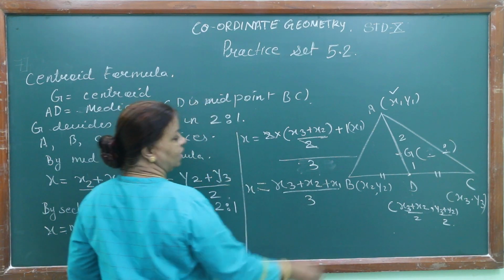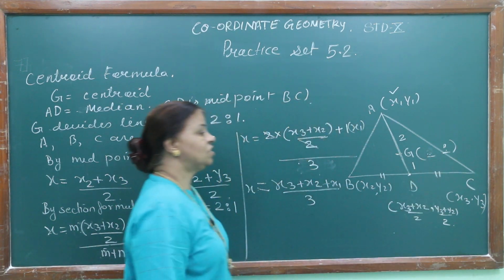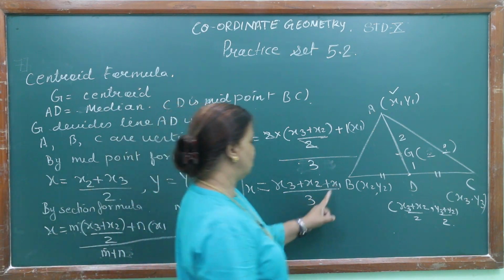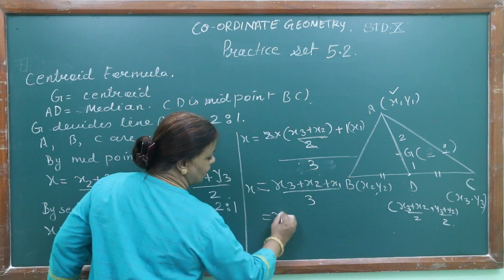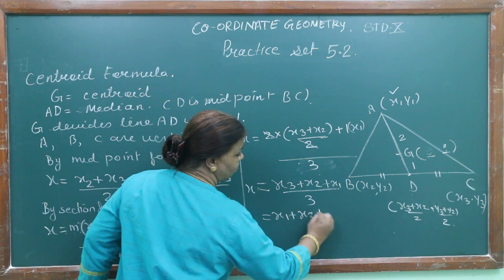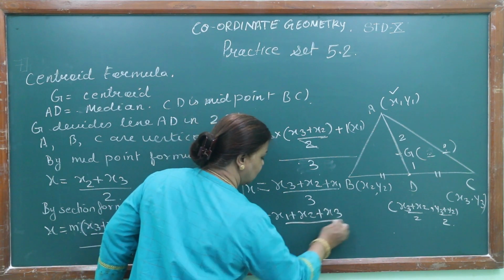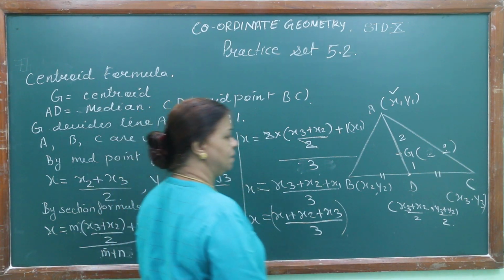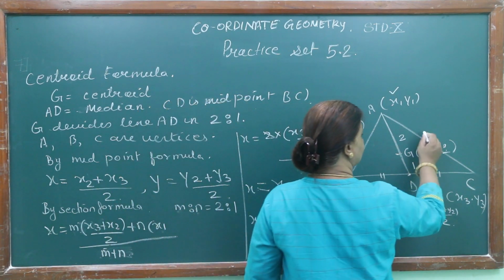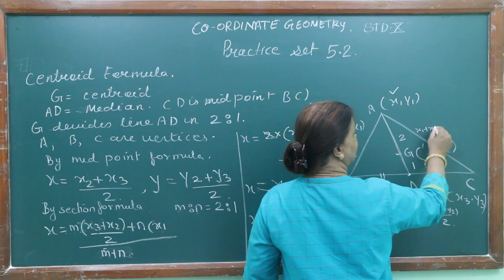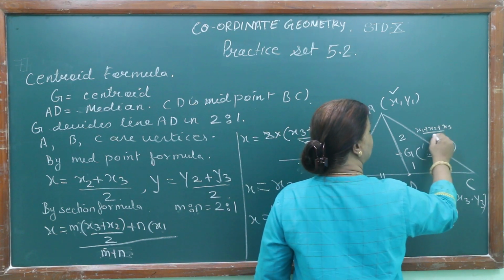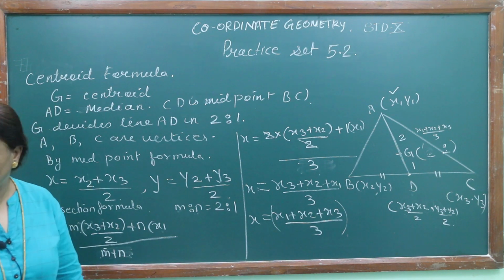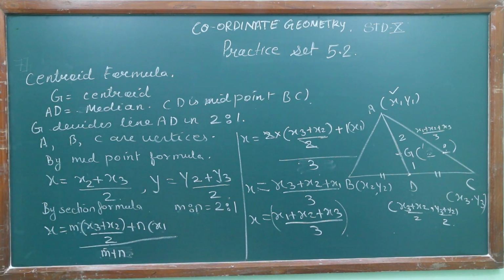So the x coordinate of G is x3 plus x2 plus x1 upon 3, which can be written as x1 plus x2 plus x3 upon 3. This is the x coordinate of point G. Now similarly we can find the y coordinate. You can pause the video, children, and solve it.